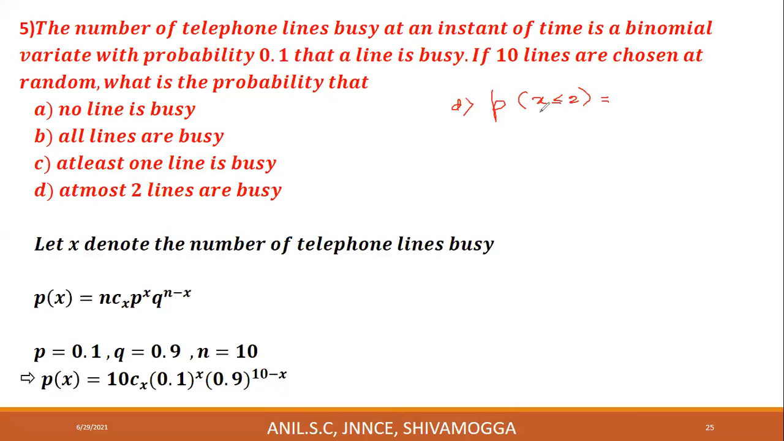Therefore, x less than or equal to 2 means x may be 0, x may be 1, and x may be 2. These are the three possibilities. Therefore, this is equal to P of 0, and in the first case itself we found P of 0. What is P of 0?